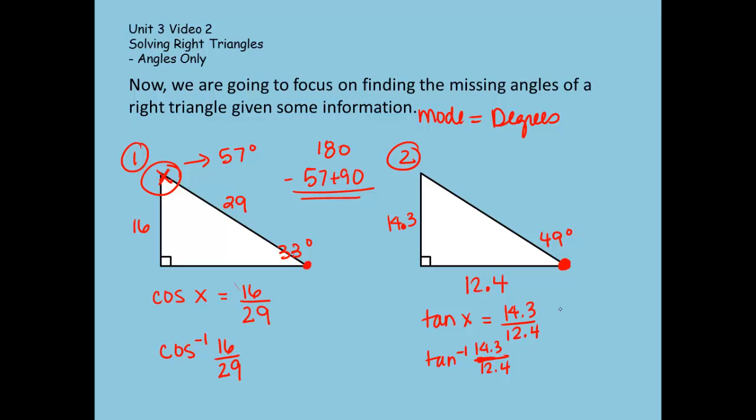If I were to do the opposite, that would mean I'd be finding this angle on the top. So that would just be the reciprocal of this. So let's use the calculator once again. Tan inverse of 12.4 divided by 14.3. And that leaves me with 41 degrees.